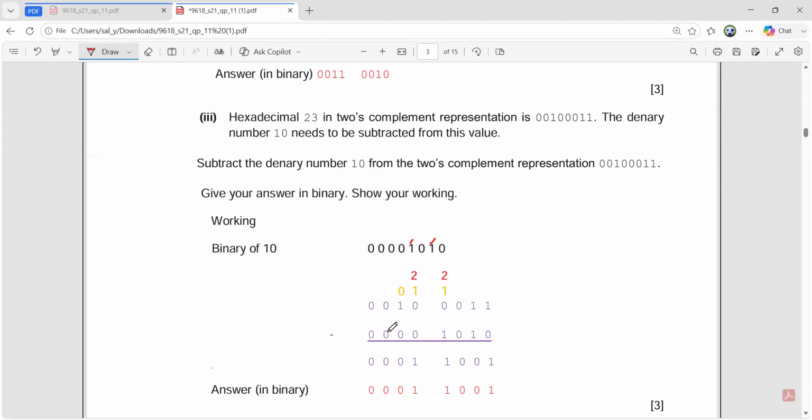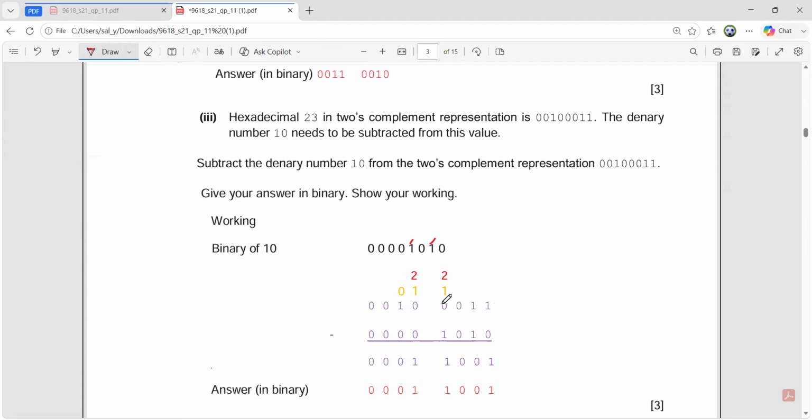And from that, we are subtracting the value of 10, and that is 00001010. 1 minus 0 will be 1. 1 minus 1 will be 0. 0 minus 0 will be 0. Till this point, it's simple.